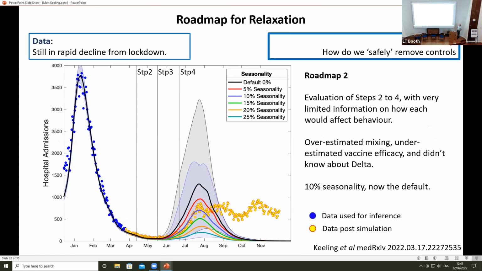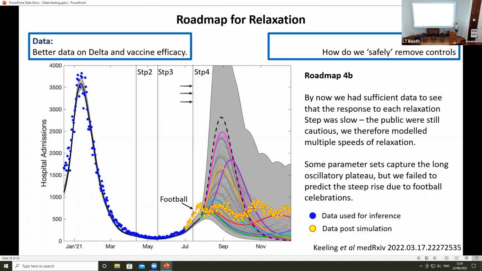This is an example from roadmap 2. We didn't do too badly at getting the very early behavior, but this was before we knew anything about Delta. We were fitting here from a downward slope. So actually, getting the fact that it was coming up was not too bad. By the time we were at roadmap 4B, so I've put this one up, so this is the second 4, because the first 4 was delayed, we were doing an awful lot better.